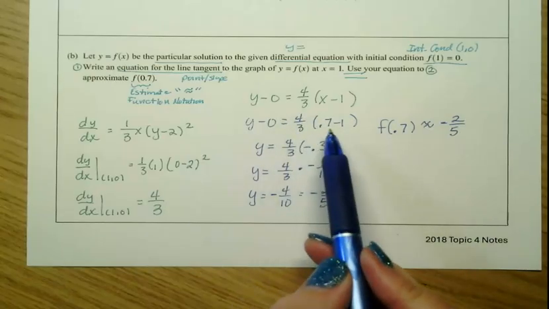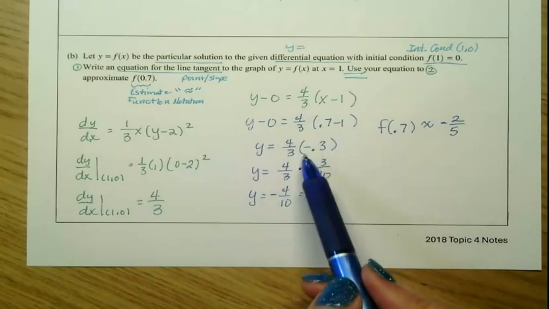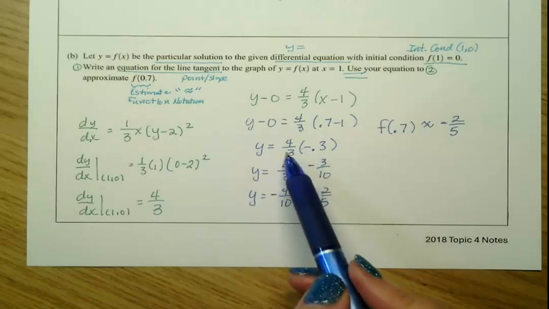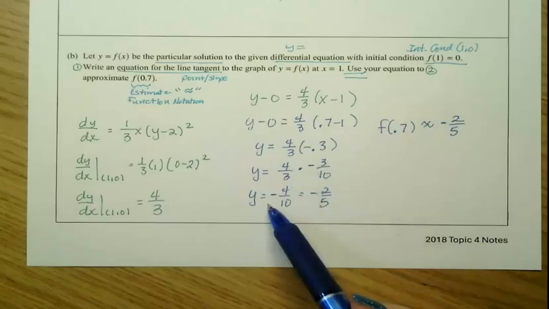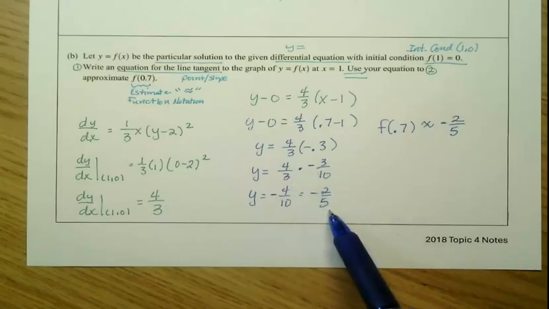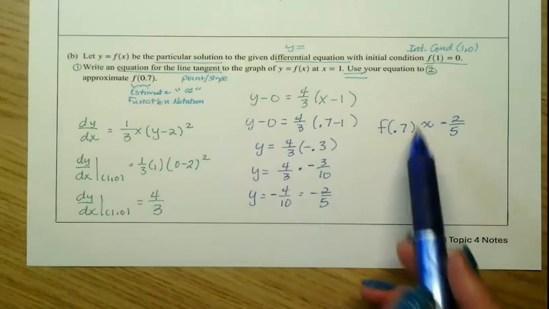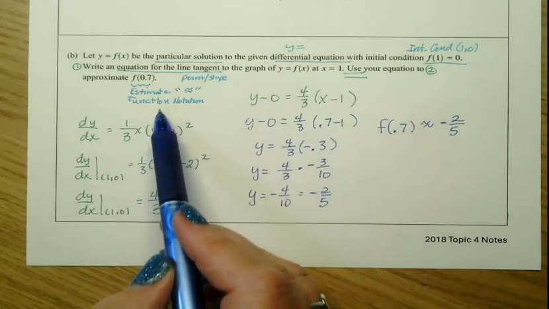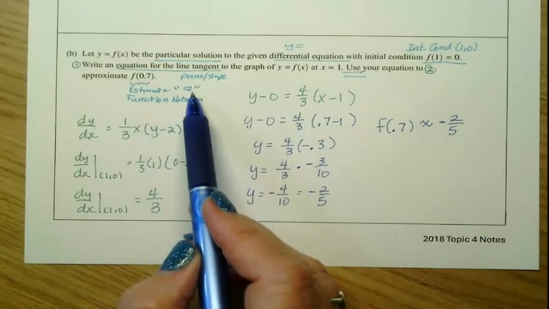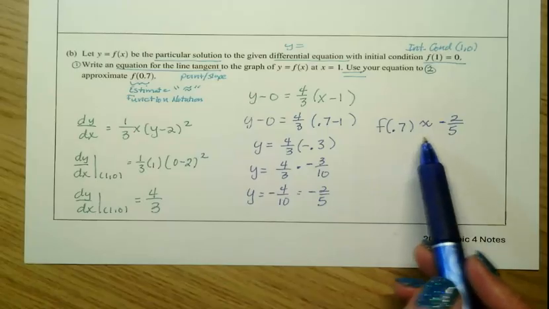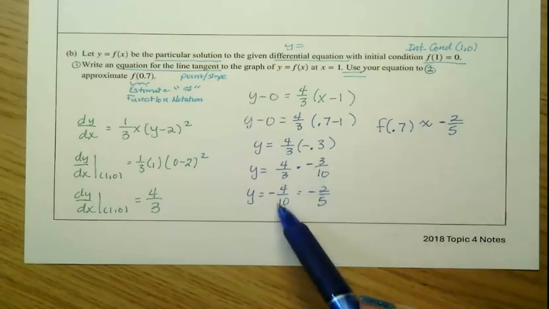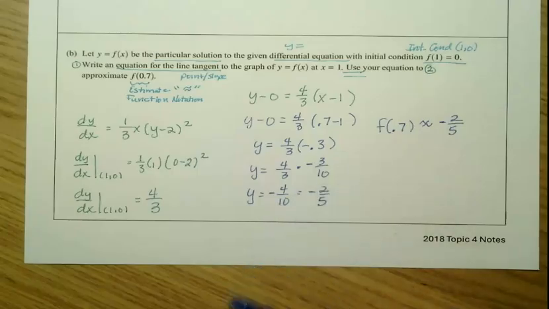All right, so we plugged in our 0.7 for x. 0.7 minus 1 gives me negative 0.3. This is a fraction, so I changed this to a fraction. Now it's negative 3/10. The 3's are going to cancel, so I'm left with negative 4/10, or that simplifies to negative 2/5. So then my approximation using the function notation we made a note of right here so we wouldn't forget, you could say f of 0.7 is approximately negative 2/5. You could have said negative 4/10, or you could have said negative 0.4. So they would probably take any of those without too much trouble.